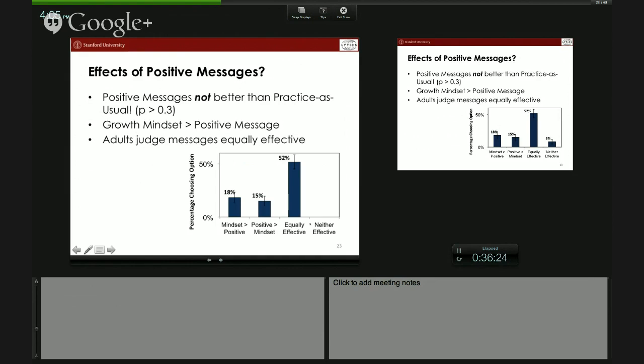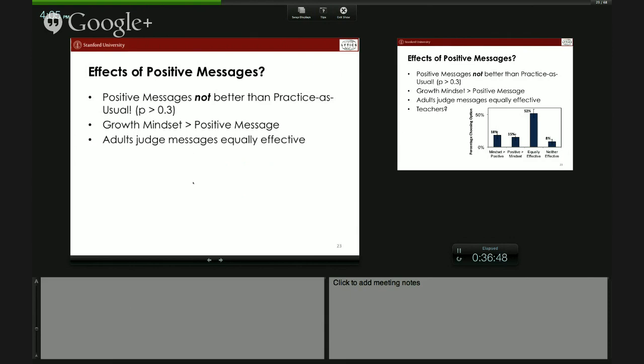There's actually no significant difference. So most people think they're equally effective. A small percentage say mindset is better, a small percentage say positive is better than mindset. So this is really interesting, as it underscores the idea that this kind of effect is not something that's transparently obvious to people. What would be nice would be to get students' ratings.